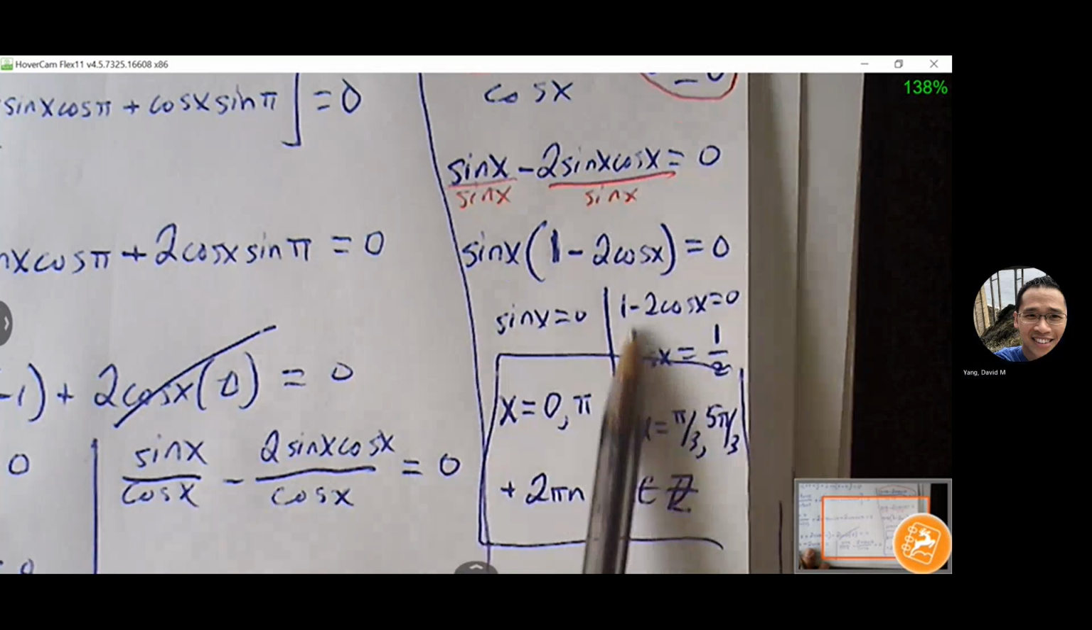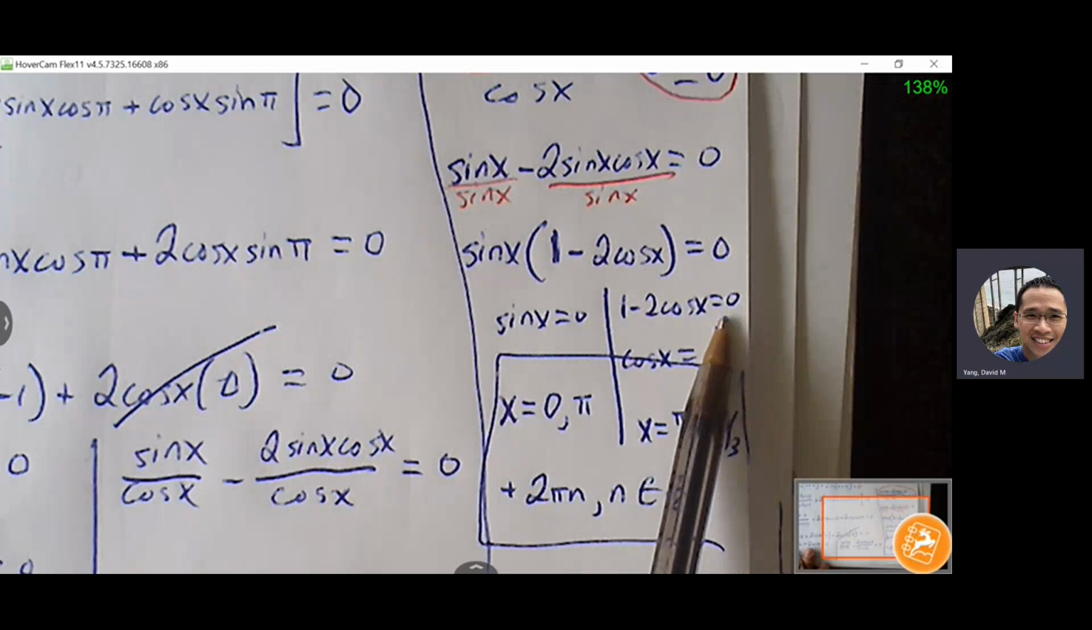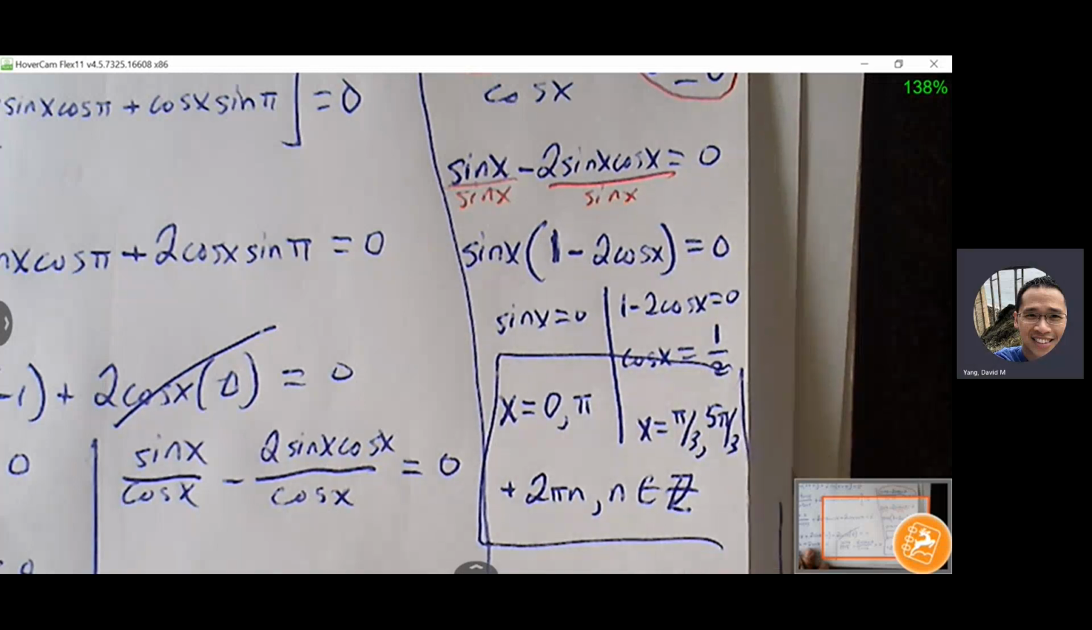Because if I subtract 1, I get a -1 on the other side. So -1 divided by -2 is positive 1/2.